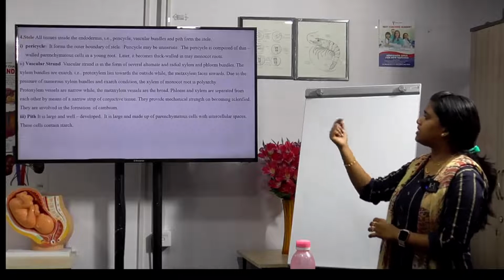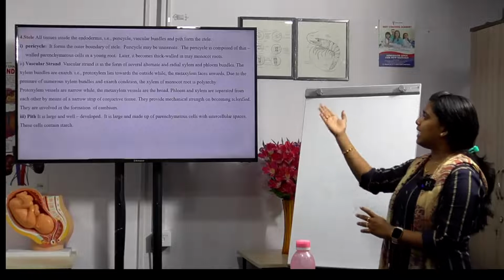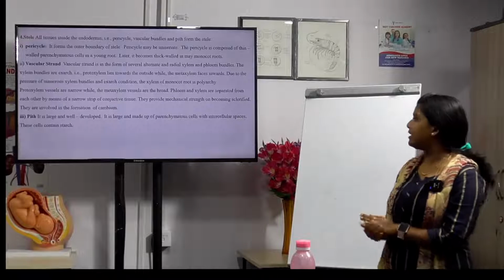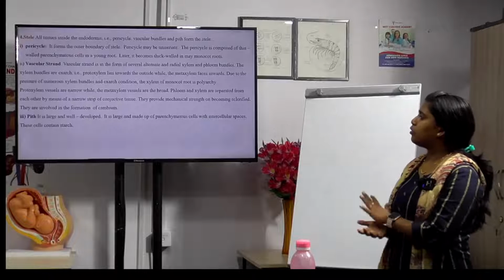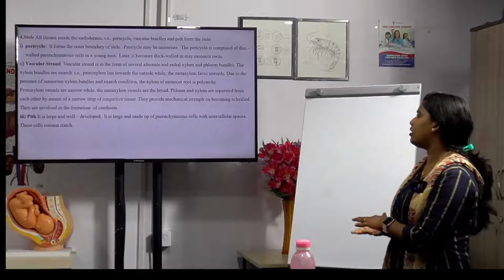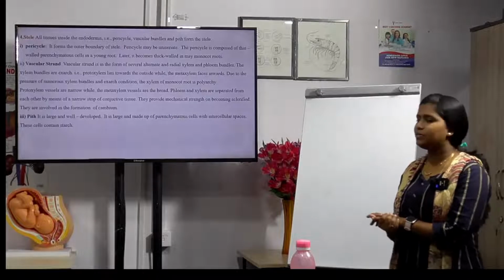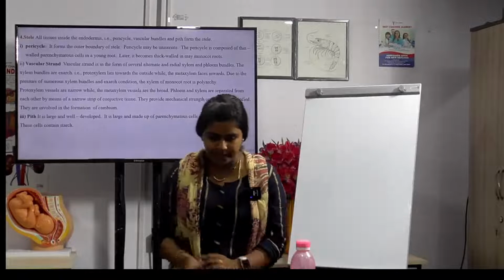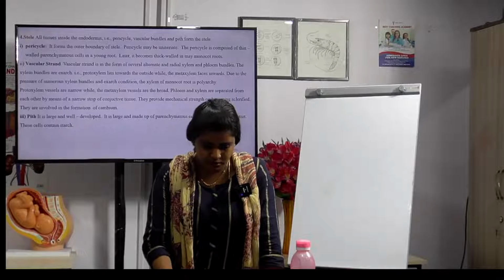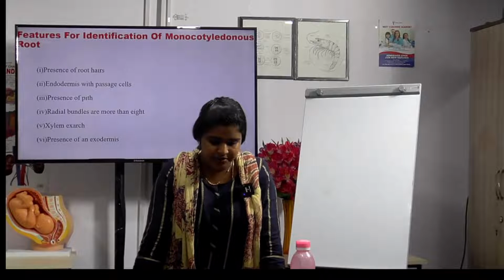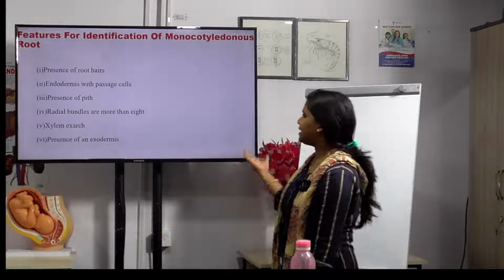Okay, due to the presence of numerous xylem bundles and exarch condition, the xylem of monocot root is polyarch, and the protoxylem vessels are narrow while the metaxylem vessels are very broad, and the pith is very large and well developed. It is made up of parenchymatous cells with intercellular spaces, and this contains starch. Okay, இதெல்லாம் வச்சு we can identify a monocotyledon root, that is presence of air.